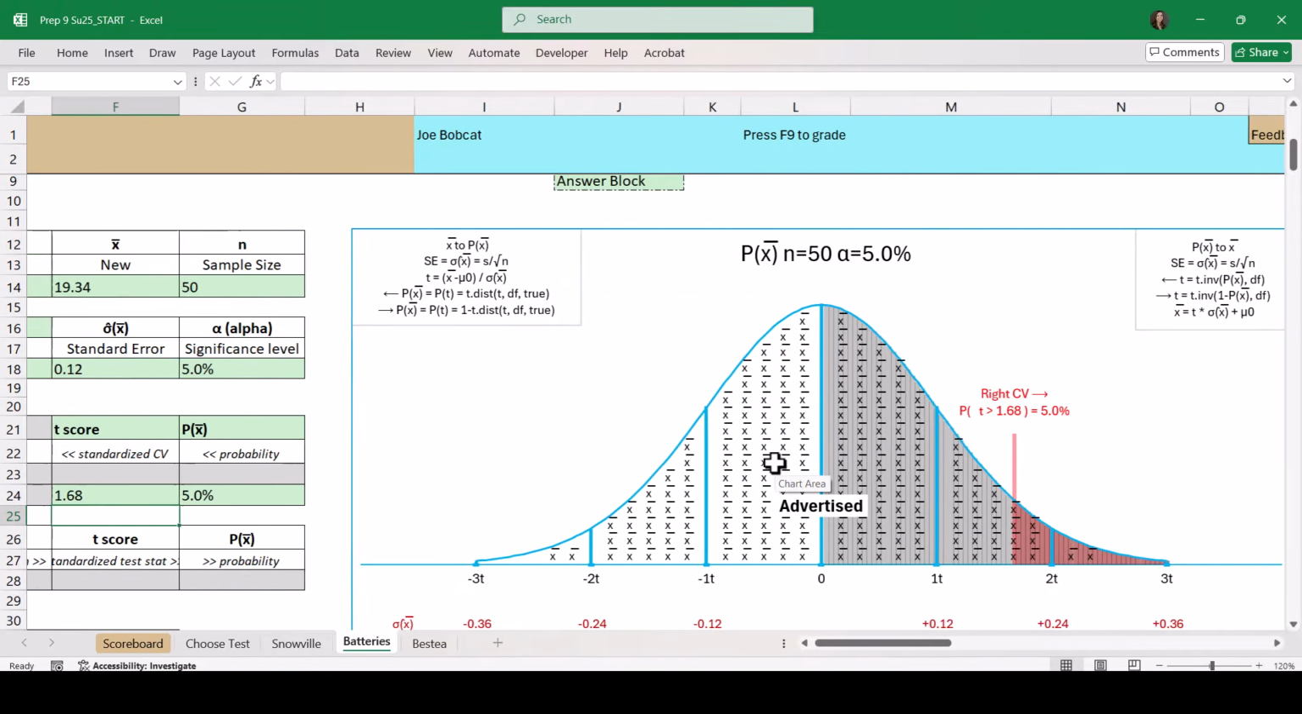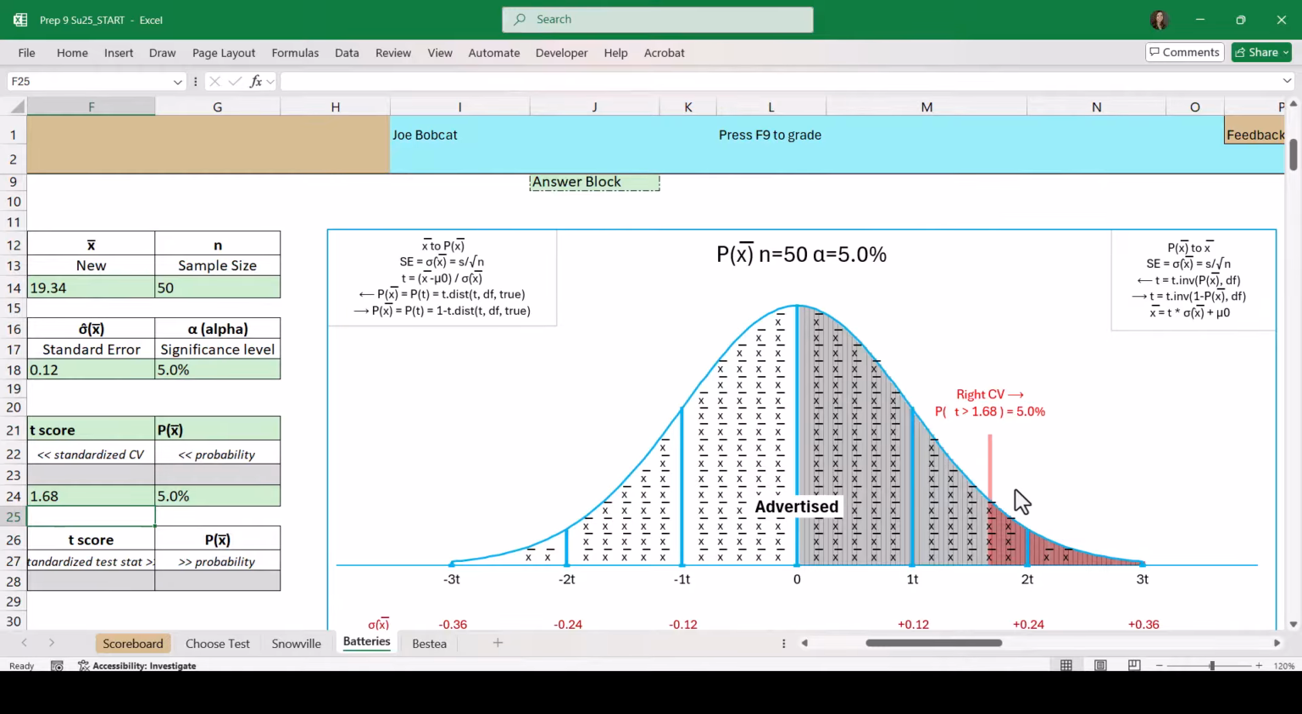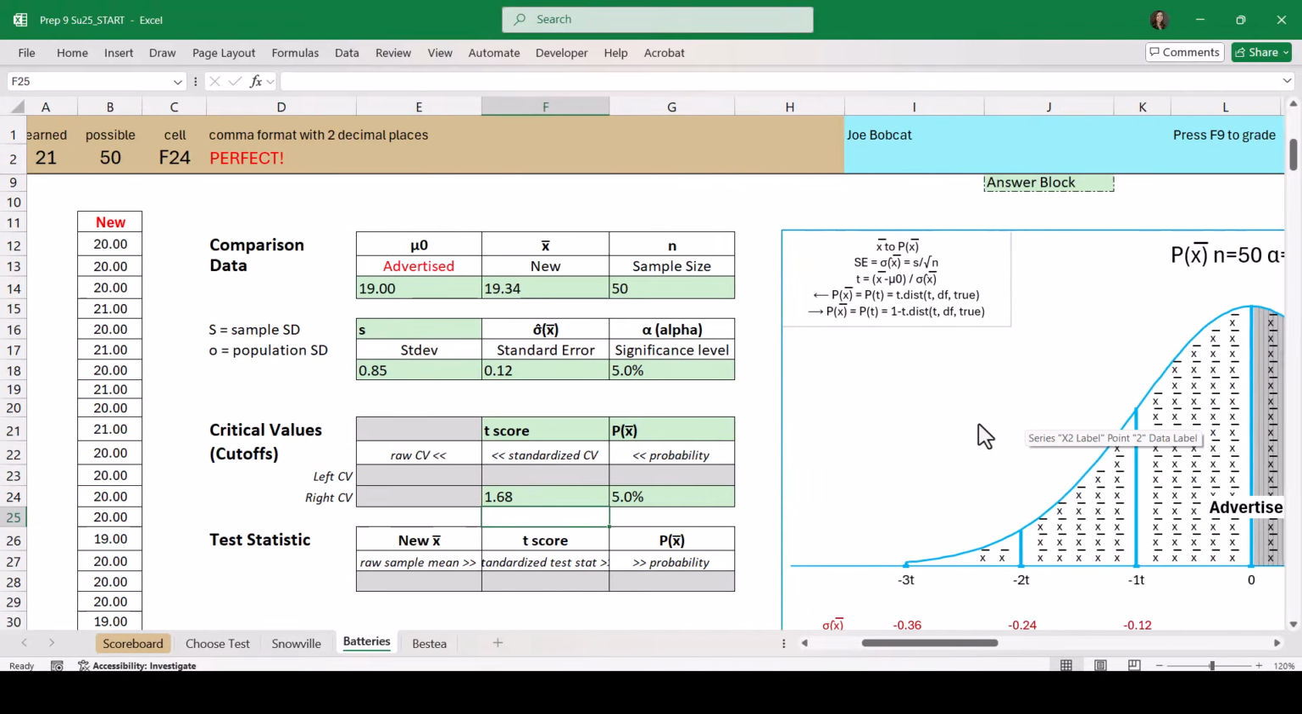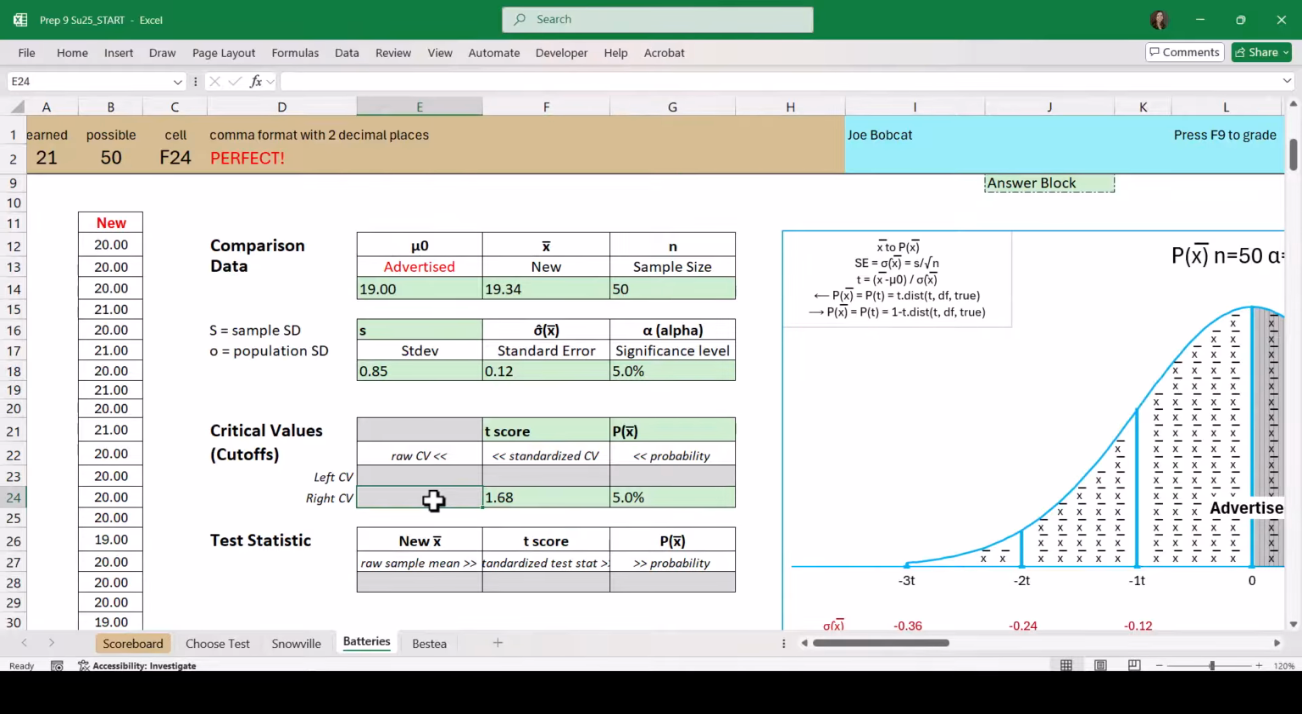And I got 1.68. So this is the red rejection region. This is our alpha. It's the top 5%, and it's marked by a critical value, a t-score of 1.68. We can convert that to a raw score. So that is the population mean plus the standard error times the critical value. And I got 19.2. So this is our raw critical value in raw units. So it would be hours.